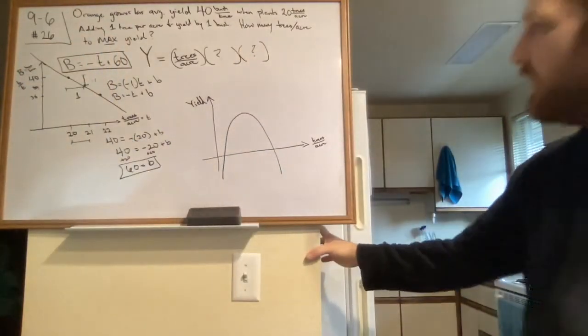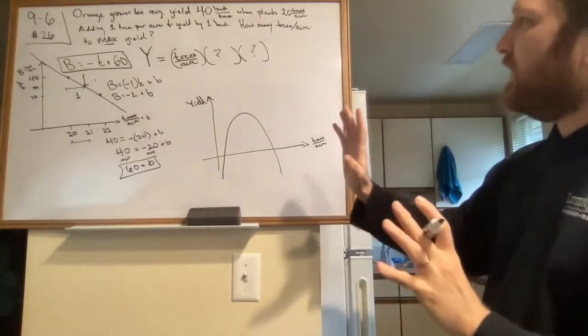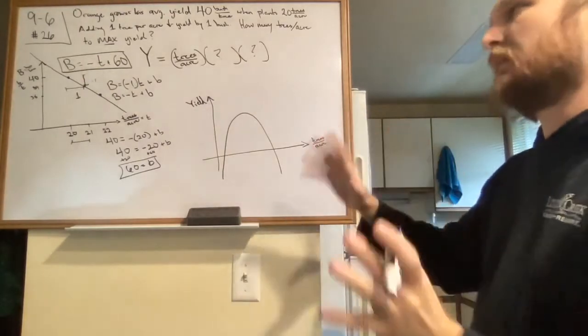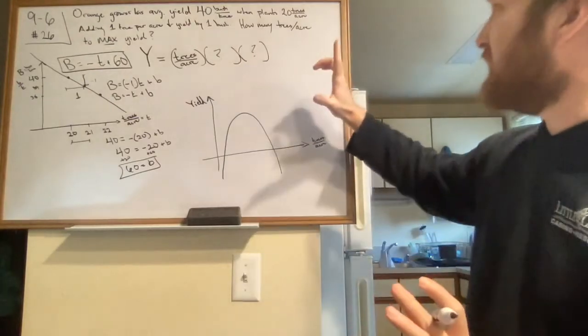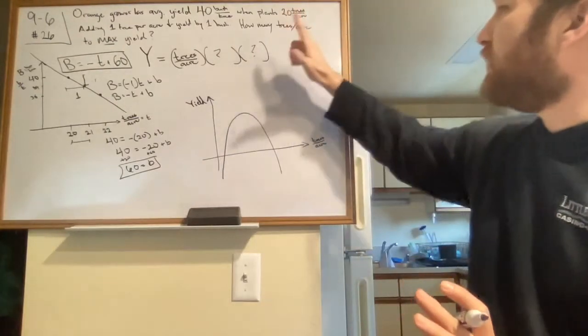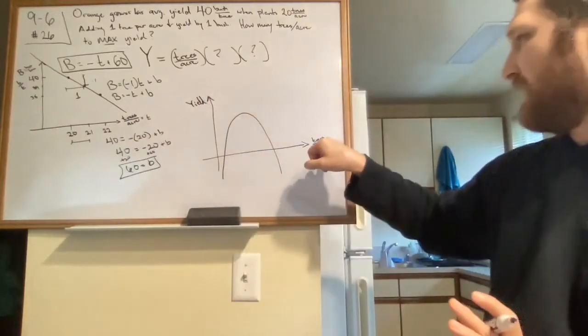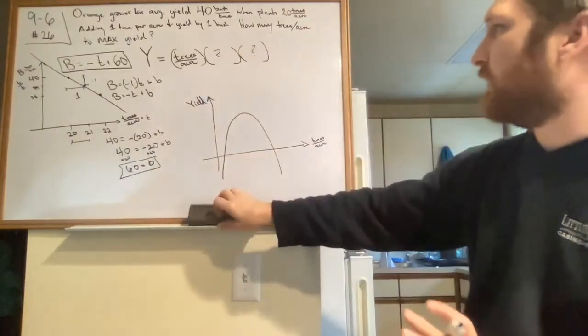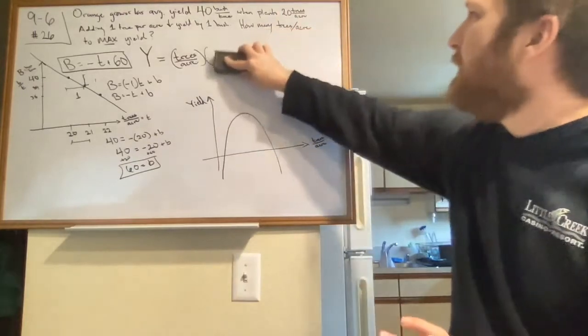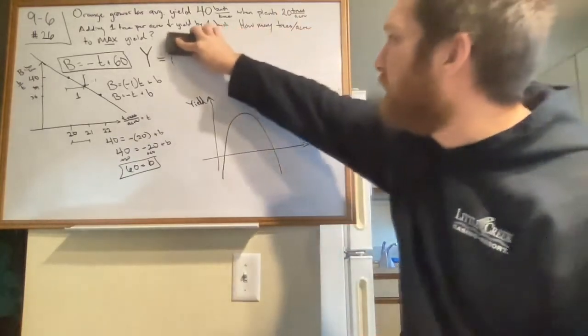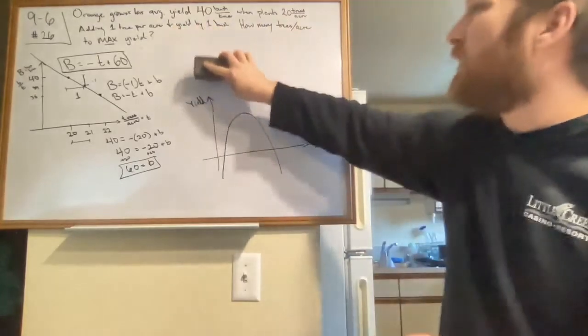All right. So, okay, now we have a picture, but how's this going to help us out? What is it asking us to do? How many trees per acre? So the input is trees per acre. That's what we're looking for. That's what we want. Our input is trees per acre, and we want to maximize yield. Well, let's think about this. What is my yield?